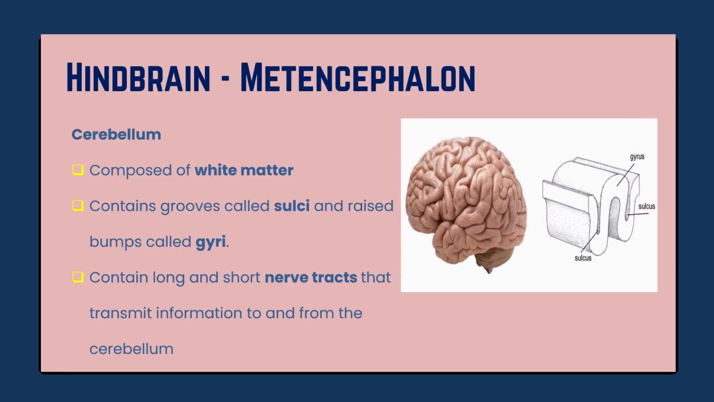Besides that, it contains grooves called sulci and raised bumps called gyri. See, we have this wrinkly appearance on the surface of the brain, right? So in our hindbrain, we saw that this is the structure of cortex or the forebrain part, right? But here in the hindbrain, cerebellum also looks very similar. It also has these grooves which are called sulci, right? And these raised bumps called gyri. Alright. It also contains long and short nerve tracts that transmit information to and from the cerebellum. Okay.